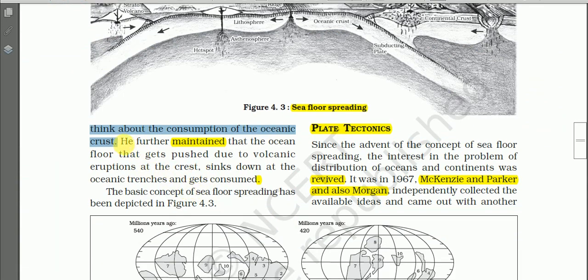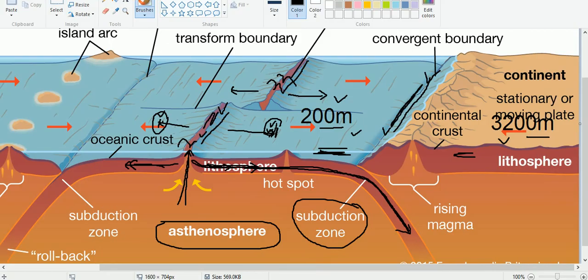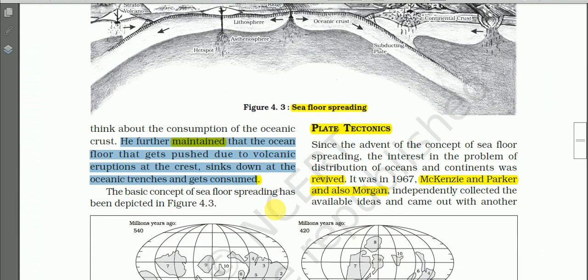And he further maintained that the ocean floor that gets pushed due to volcanic eruption at the crest sinks down at the oceanic trenches and gets consumed. That is what I told you earlier. See here, the oceanic crust that is created here is pushed because of the rising magma, then it sinks. Sinking takes place here, and in this way the oceanic crust is consumed and destroyed at the oceanic trenches. So this is what we call sea floor spreading.